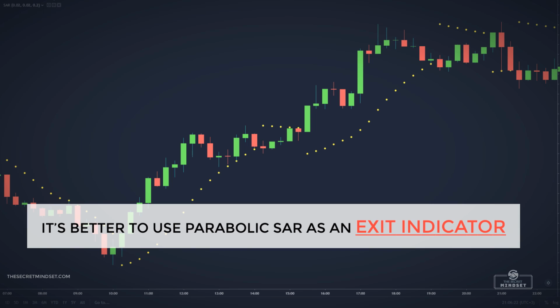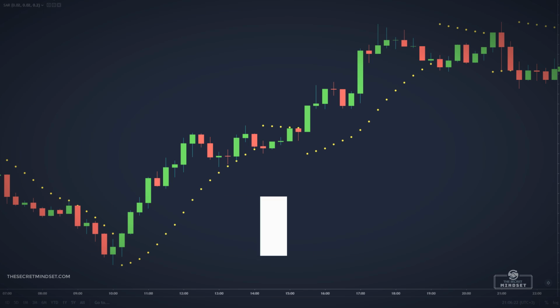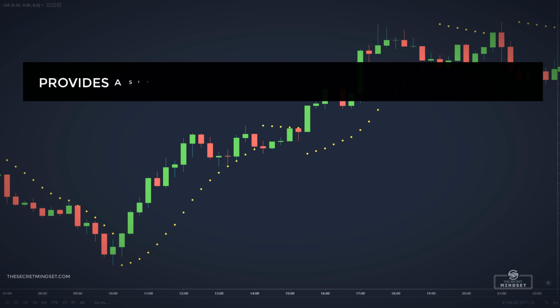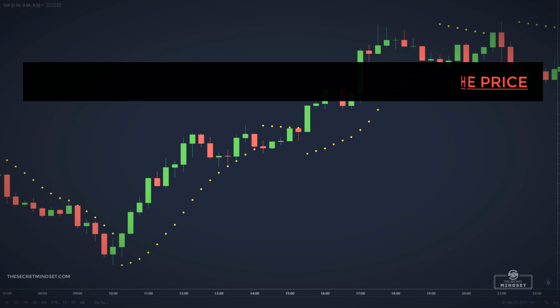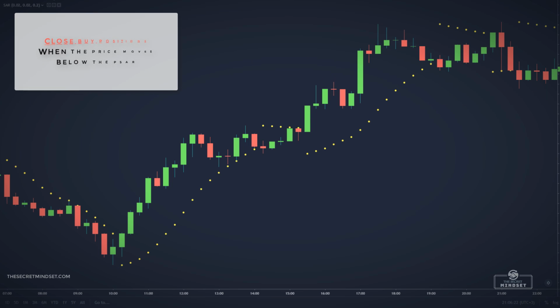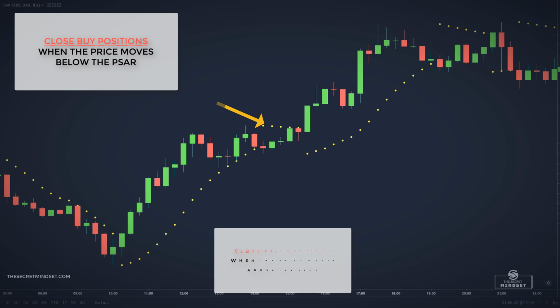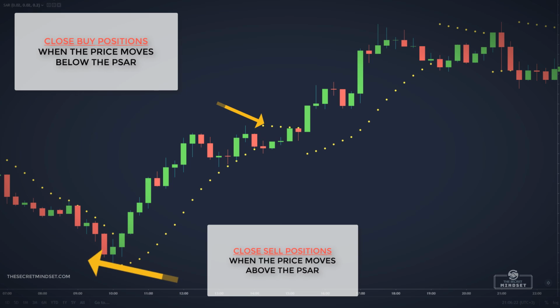The Parabolic SAR provides decent exit points as it provides a stop loss level that moves closer to the price regardless of the market direction. The rule is that you should close buy positions when the price moves below the SAR and close sell positions when the price moves above the SAR.